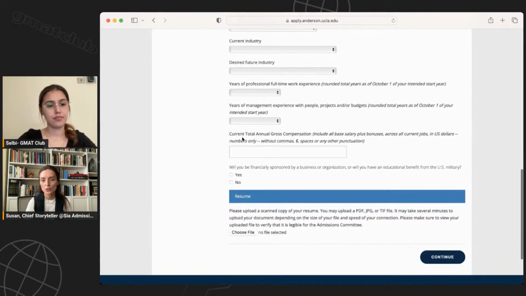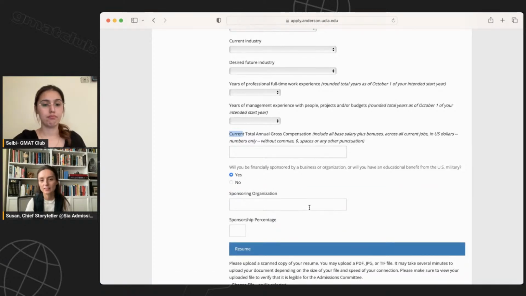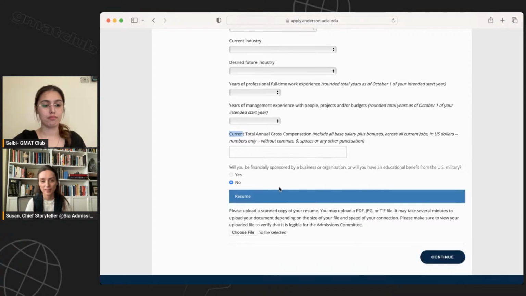And then the gross annual compensation, they want the current, right? So current is important. And then if your employer is sponsoring your business degree, or for the veterans, military personnel on this live, if you are expecting educational benefits from the U.S. military, then obviously you would tick the yes box. And you would indicate which one.